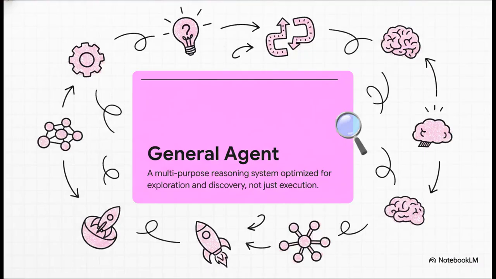So what is a general agent, really? Well, you can think of it as a multi-purpose reasoning system. But here's the key. Its superpower isn't just executing instructions perfectly. No, not at all. It's built for exploration. It's designed to dig into a problem with you and help you discover the best solution together.